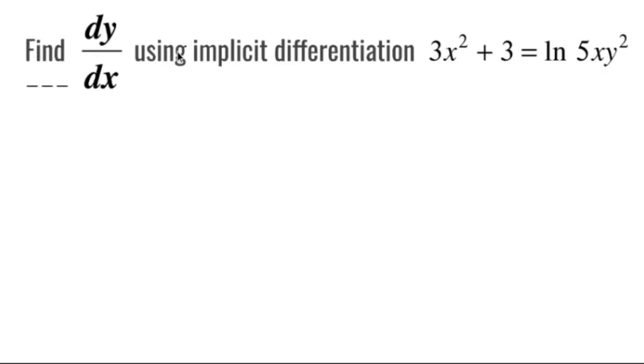Find dy/dx using implicit differentiation. All right, 3x squared plus 3 equals ln of 5xy squared. Well, whenever you use implicit differentiation, you're basically going to rewrite what you were originally given.